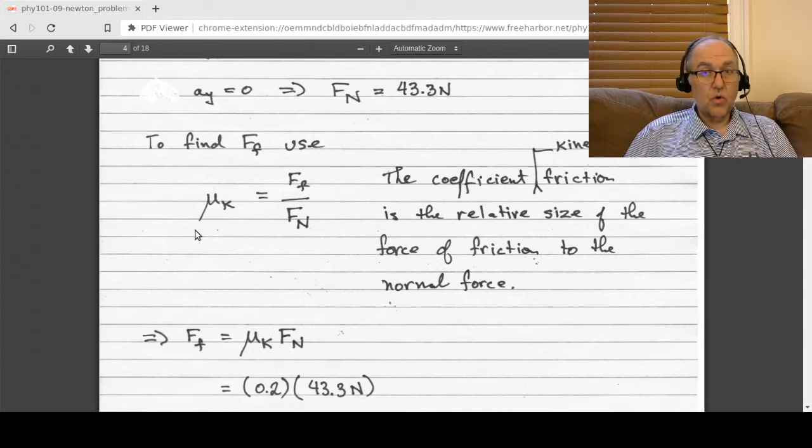I didn't give you units because there are no units. Why are there no units? Well, because FF is in newtons, Fn is in newtons, newtons will cancel newtons. So mu k is a dimensionless number. And that 0.2, you can actually interpret it as a percentage. You could say it's like 20%. A mu k of 0.2 just means that the force of friction is 20% of whatever the normal force is. So that's the way you should think about it. It's the relative size of the force of friction to the normal force.